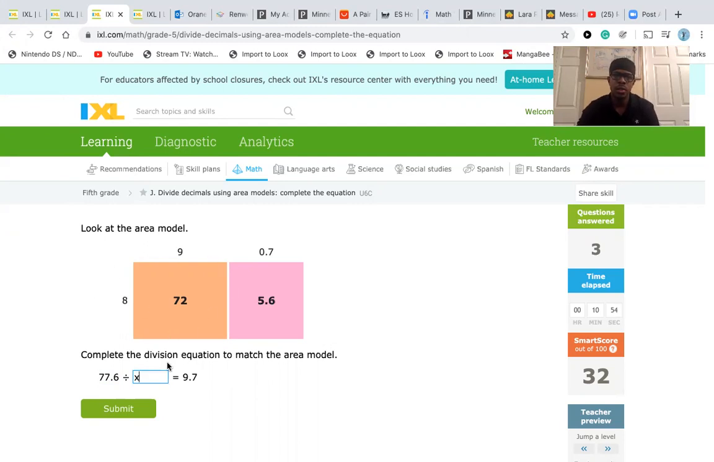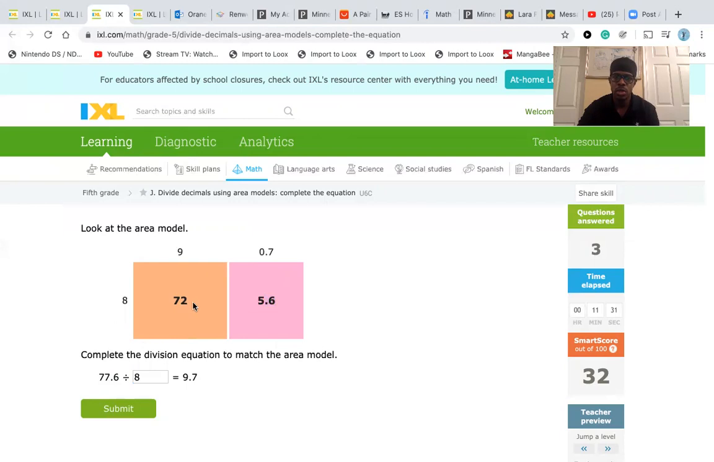But with the area model, all you're doing is you're doing the inverse of each equation. So 77.6 divided by something is equal to this. And if you do the inverse, 9.7 times x is equal to 77.6. And we're going to use this model here to see if it just gives us the answer or if we need to work it out. For this instance, they gave us the answer. They said that it's 8. And you can always check it by multiplying 8 times 9.7. So 8 times 9 is going to give you 72. And then 8 times 0.7 is going to give you 5.6.